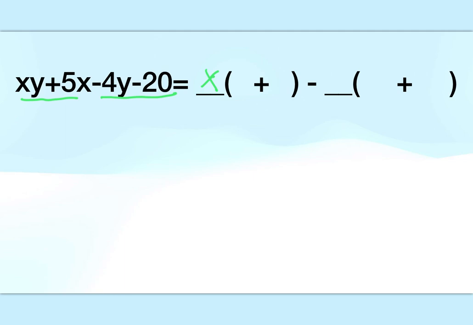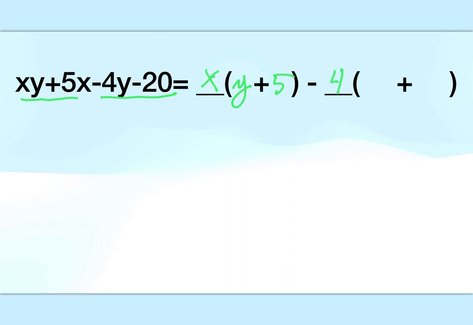And then after I factor that x out of the xy, I'm left with y. After I factor the x out of the 5x, I'm left with 5. Those next two, I've told you in this case, we're factoring out this negative. This negative I want out in front, so I'm going to factor out of each of these a negative value. And 4 and 20 are both divisible by 4.